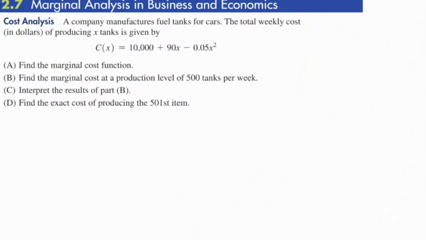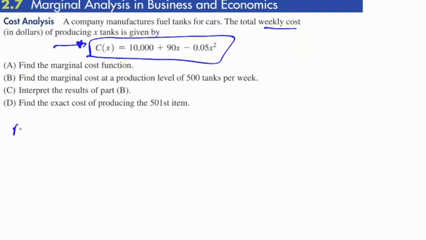So here we have an example, and as we work this out, you'll see how well the marginal cost approximates an increase in the production level by 1. So part A asks that we find the marginal cost function. We were already given a cost function, and if we read the top here, it says a company manufactures fuel tanks for cars. The total weekly cost in dollars of producing x tanks is given by this cost function.